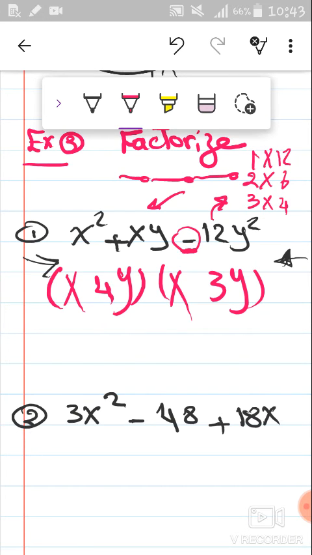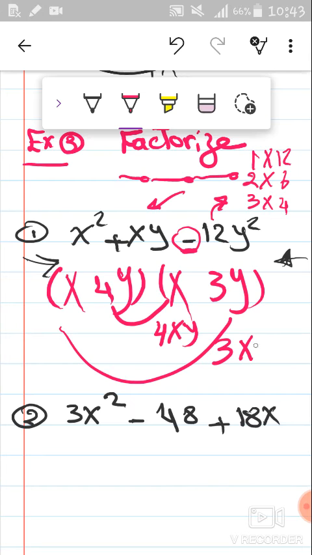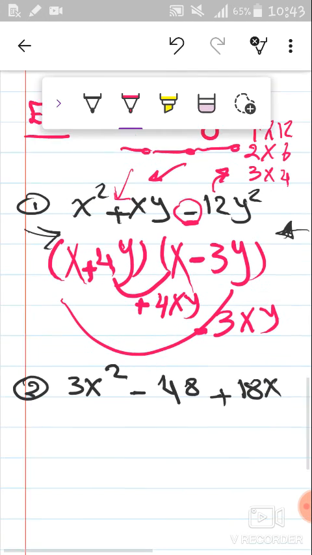Also, this negative in the last term means that the two brackets have different signs. How can I determine that? The means is 4xy and the extremes is 3xy. I need the middle to be positive, so I must put positive at 4 and negative at 3, because the sum of them will be xy. So the first bracket is positive and the second bracket is negative.